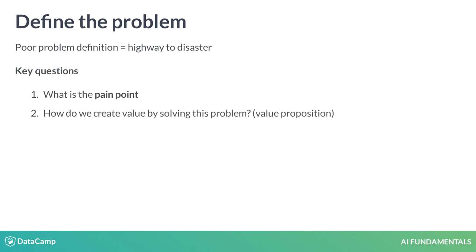Second, how do we create value by solving this problem? In our automation example, we would create value by freeing up resources for more complex and productive work. Finally, how do we define and measure success and failure? In our automation example, we would define success by how many hours of work we save.